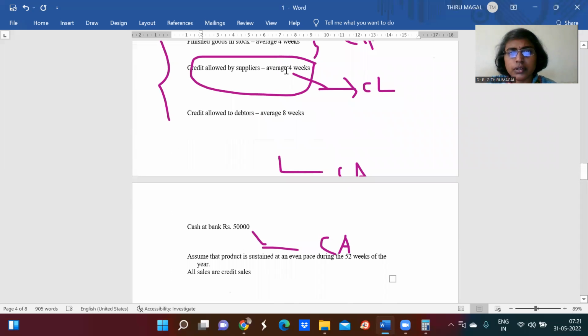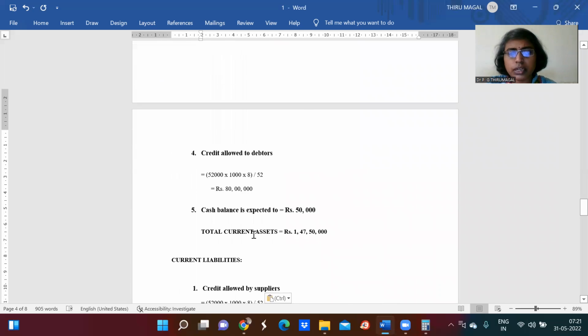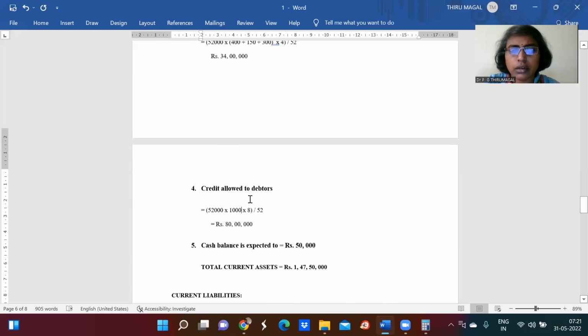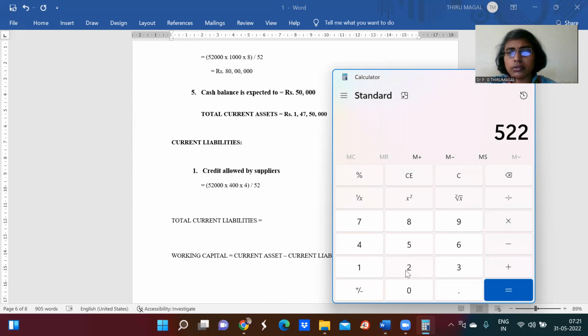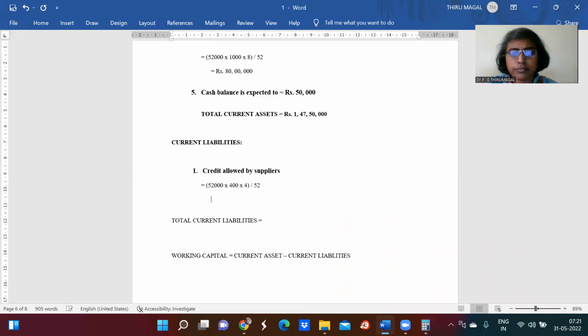And the number of weeks is 4. So instead of unit cost, we have to use 400. That is the unit cost of raw material. And that should be multiplied with how many weeks it is given? 4 divided by 52. So when you simplify, you will be getting around 52,000 multiplied with 400, and that should be multiplied with again 4. The whole divided by 52. So that is 16 lakhs. So the credit allowed by supplier is 16 lakhs.